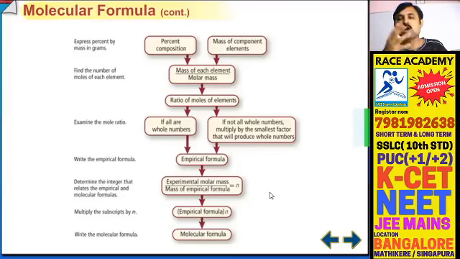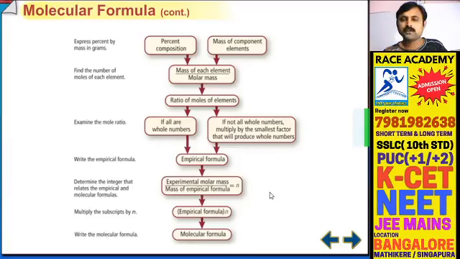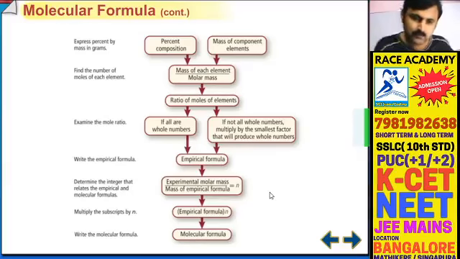So if you got two numbers after dividing the mass of each element by its molar mass, then you divide all the numbers by the smaller number. After that you can find the empirical formula. Then, from the experimental molecular mass divided by the mass of the empirical formula, you get the n factor. The n factor is multiplied with the empirical formula to get the molecular formula.